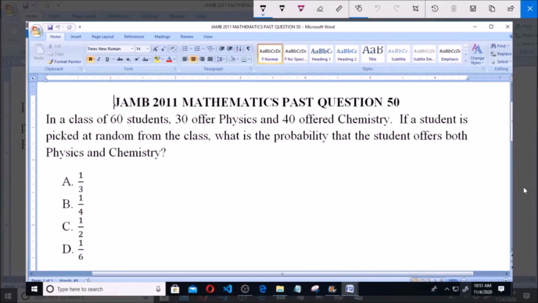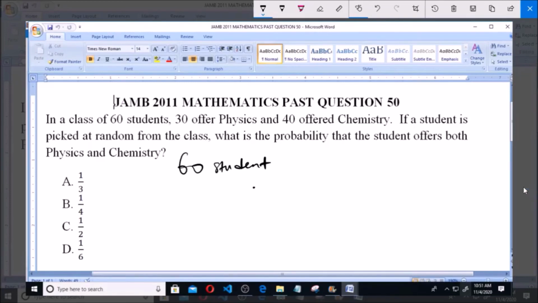In a class of 60 students, 30 offer physics and 40 offer chemistry. If a student is picked at random from the class, what is the probability that the student offered both physics and chemistry? Option A says 1 over 3, B 1 over 4, C 1 over 2, and D 1 over 6. Now the class is made up of 60 students, so the total number of students is 60.